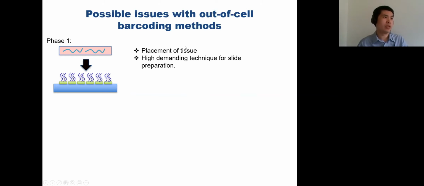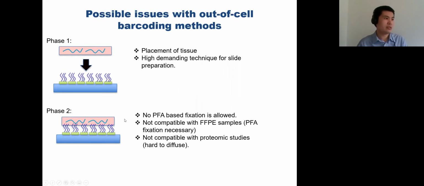For example, when you place your tissue on top of your spot array, you need to be really careful. If the tissue has some wrinkle on it, then you need to redo it. That process may damage your underlying slides. They also require highly demanding technology for slide preparation. For phase 2, when you place the tissue on top of the slides, you need to rely on the diffusion process. Namely, the RNA needs to be diffused out of the tissue and bound to the probes.